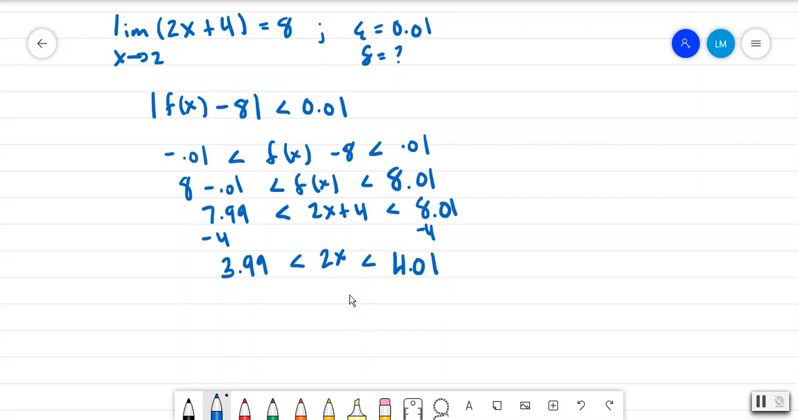Okay, so now we're going to actually solve for x. We're going to divide by 2 on all sides. So what we get here is the following: 1.995 less than x, and that's less than 2.005. Okay, so let's just do this again.